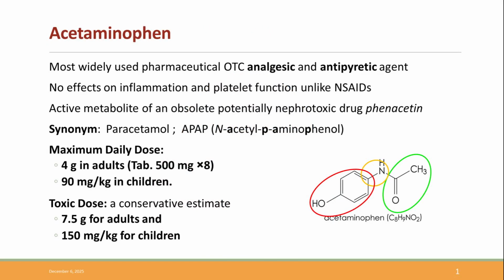Acetaminophen, also called paracetamol or APAP, is one of the most widely used over-the-counter analgesic and antipyretic drugs. It has no meaningful anti-inflammatory effect and does not impair platelet function, which differentiates it from NSAIDs. It is the active metabolite of phenacetin, an older drug withdrawn due to nephrotoxicity. Adult dosing should not exceed 4 grams per day, while the toxic threshold is around 7.5 grams. In children, doses are weight-based, and toxicity similarly depends on exceeding recommended limits.